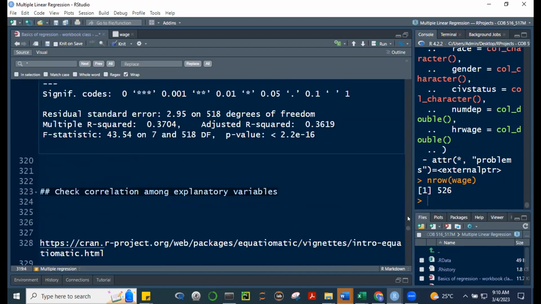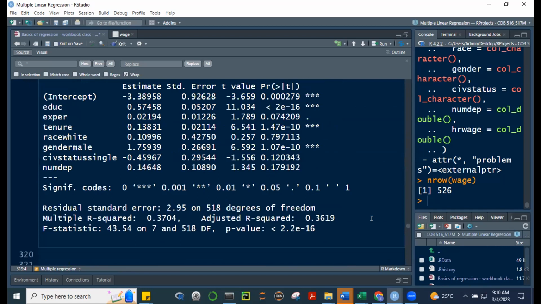For this one, our multiple R squared is 37%. So there was a big jump. Our adjusted R squared is 36.19, which means that our model is now able to explain 36% of the variability of your dependent variable, hourly wage, as compared to our simple linear regression model which explained only 16%.